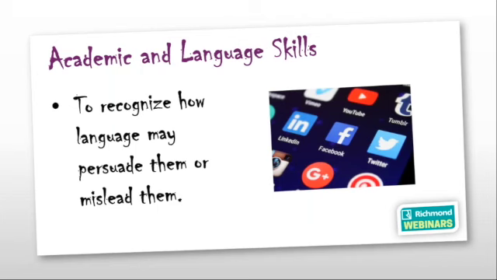Also, we're going to recognize how to persuade or to mislead with information. Sometimes they're going to read an article and see, oh, here they're persuading me, or no, here they're trying to get me confused. So with these critical thinking skills, I can know what the author of an article is trying to do, so I can know whether to believe it or not.